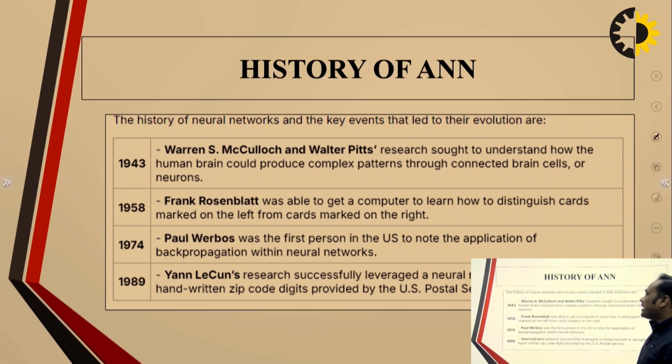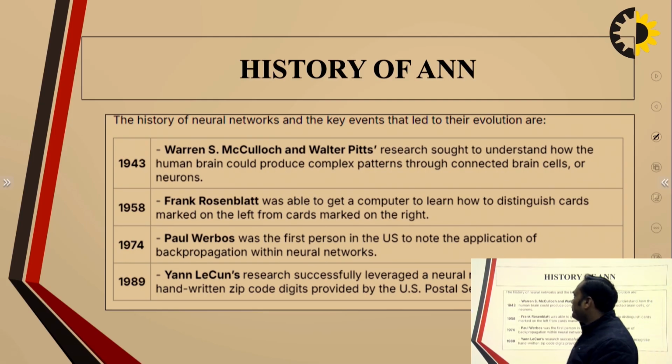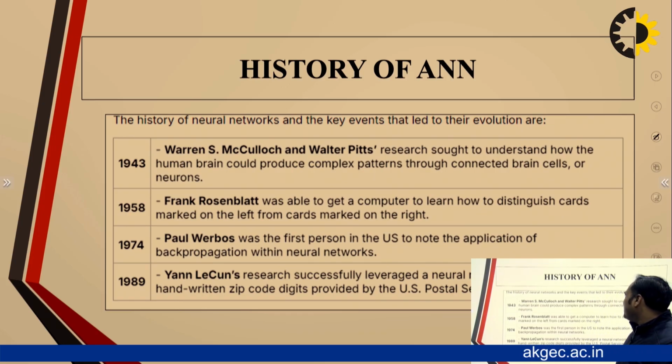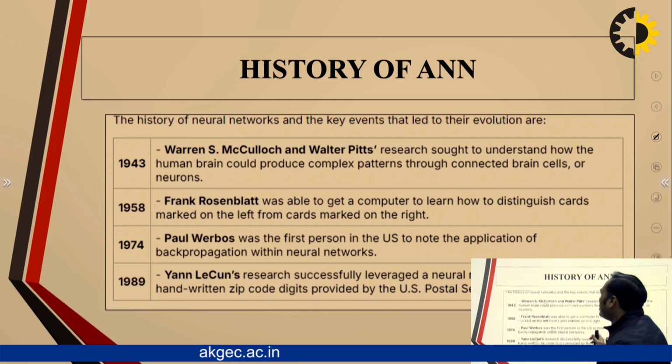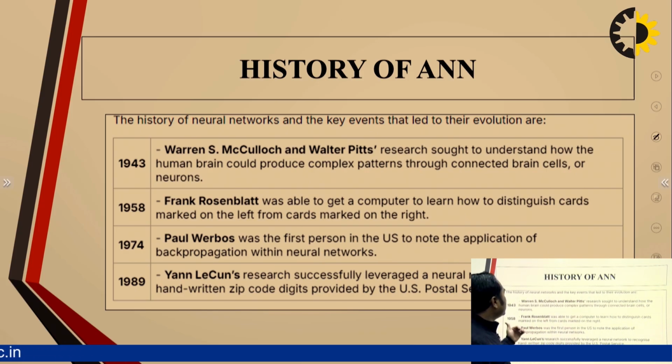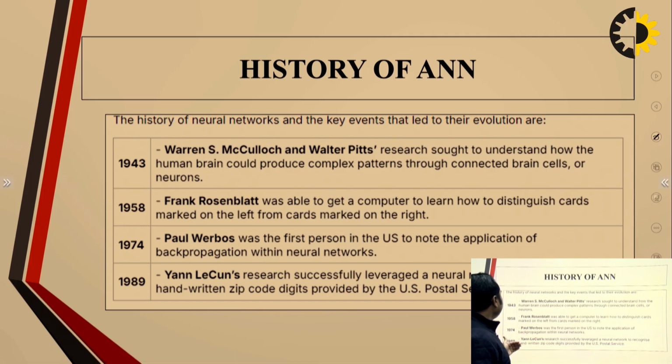So the history of the NN was basically invented in 1943 by Warren S. McCulloch and Walter Pitts. They gave the name of the artificial neural networks. Research sought to understand how the human brain could produce complex patterns through connected brain cells or neurons. So that is the most important generation or history of the NN, where it starts.